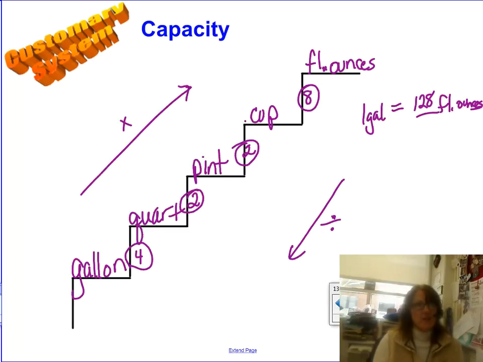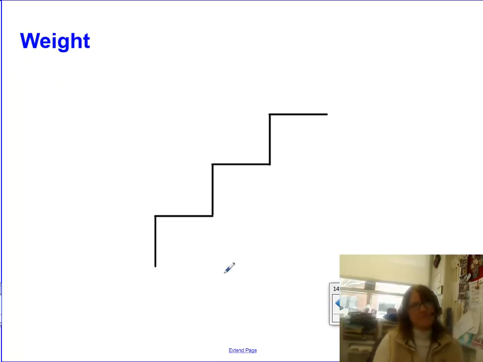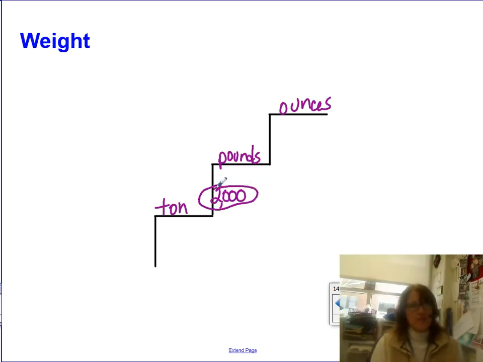Finally. Oh, I guess there's a couple more. Weight. We don't have as many units in weight for the customary system that we commonly use. So the big kahuna here is ton. Oh, I ate a ton of food. Then comes pounds. And here comes ounces. Tons, pounds, ounces. And these are huge conversions here. So this one, there are 2,000 pounds in 1 ton. Okay, and again, when you're going up, you multiply. Coming down, you divide. Okay. And there are 16 ounces in a pound.